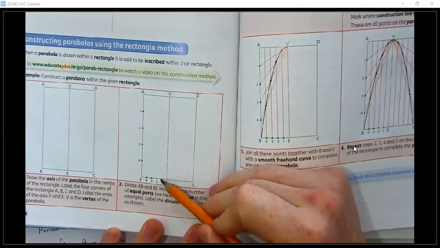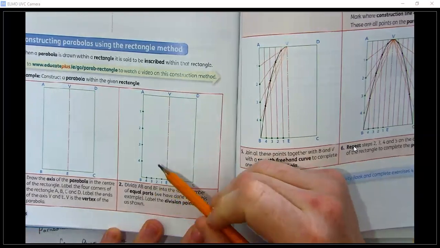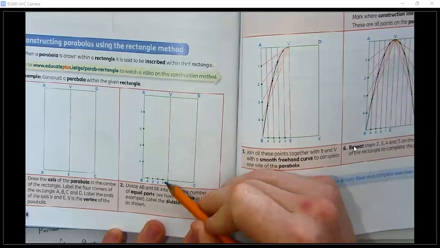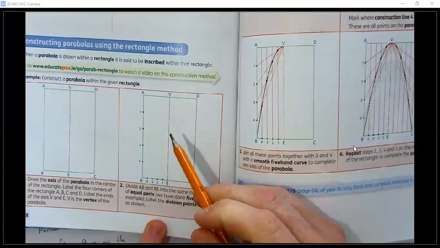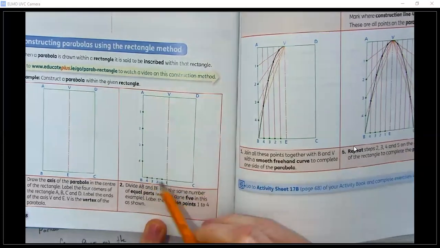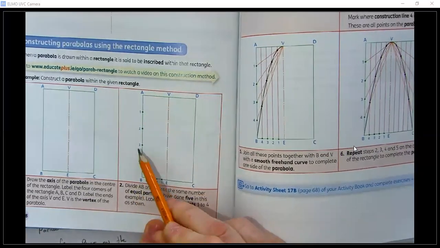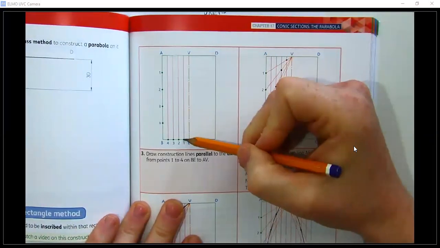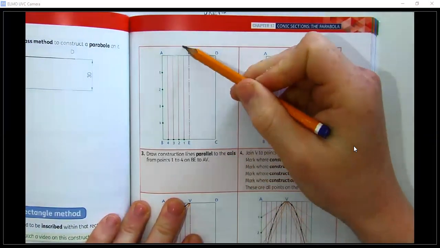So we divide this line into, sorry, 1, 2, 3, 4, 5 parts. We're going to do that up the side and across the bottom, so we're dividing both of these into 5 parts. Once we have this done, we're drawing a line from our divisions on the bottom straight up through our rectangle.